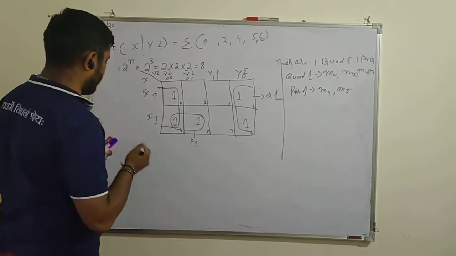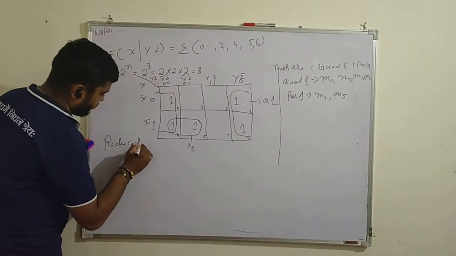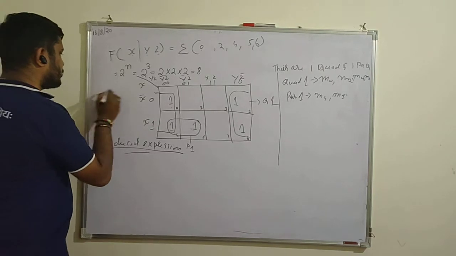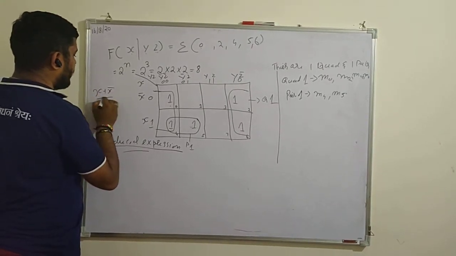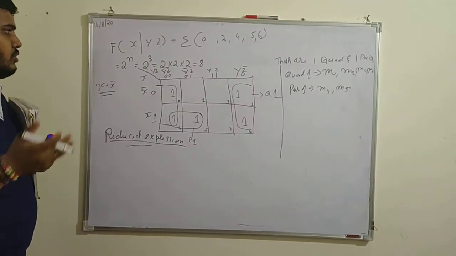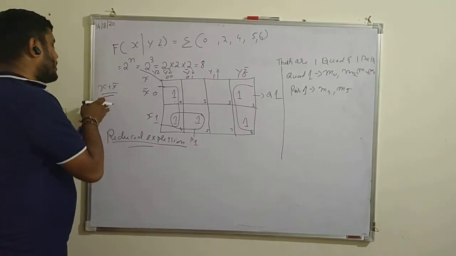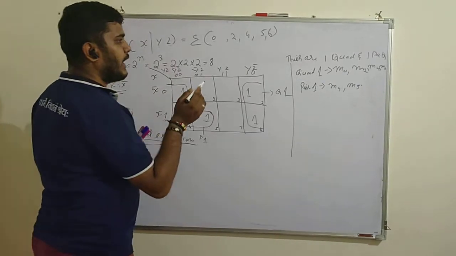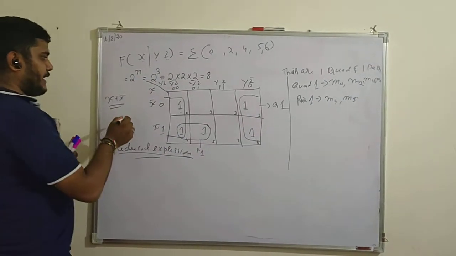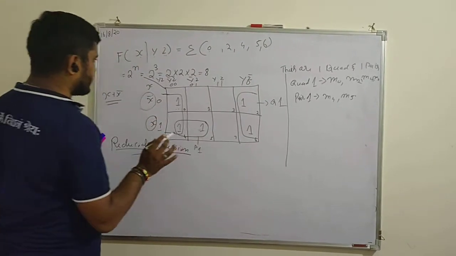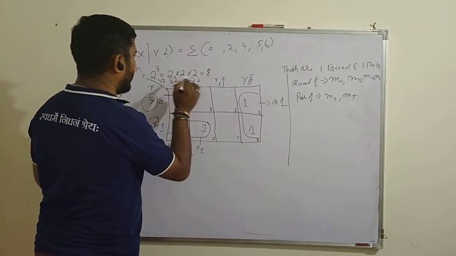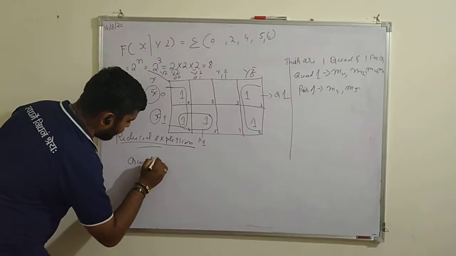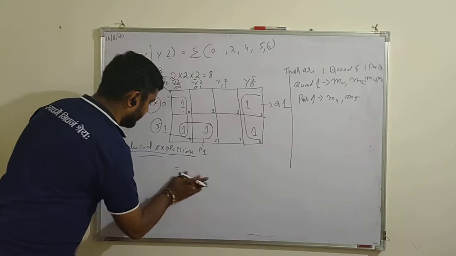Next I should write my reduced expression. Whenever I do a reduced expression, remember one thing: in SOP I should forget x plus x bar or vice versa. I should remove the changing variable from uncomplemented to complemented. So let us see quad M0, M2, M4 and M6. Take M0 and M4: x plus x bar, I should cancel them. Next I check y bar z bar and y z bar: y plus y bar is gone. So what remains for quad 1 is z bar. You just check out how it comes.